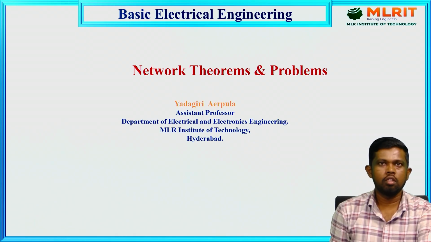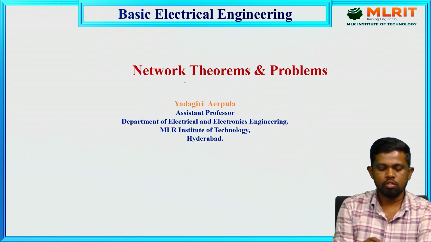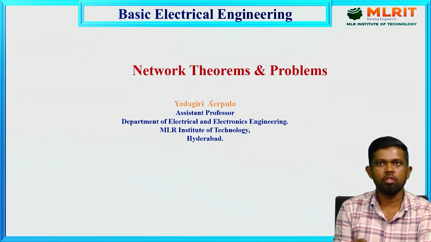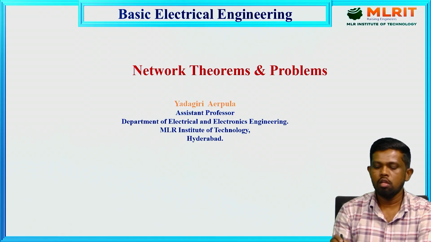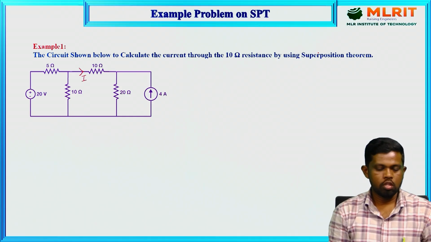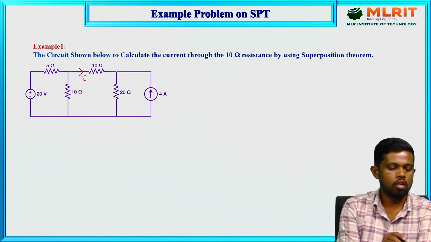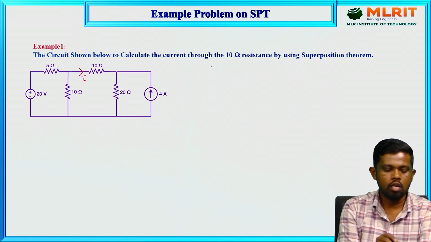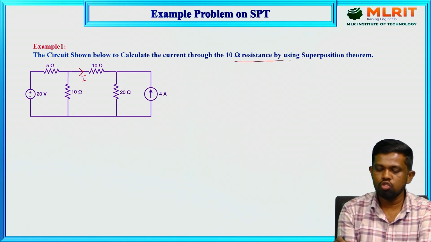In the last session, we discussed the superposition theorem, its procedure, and how to apply it. In this session, we are going to discuss numericals based on the superposition theorem. The first numerical: for the circuit shown below, calculate the current through the 10 ohm resistor by using the superposition theorem.